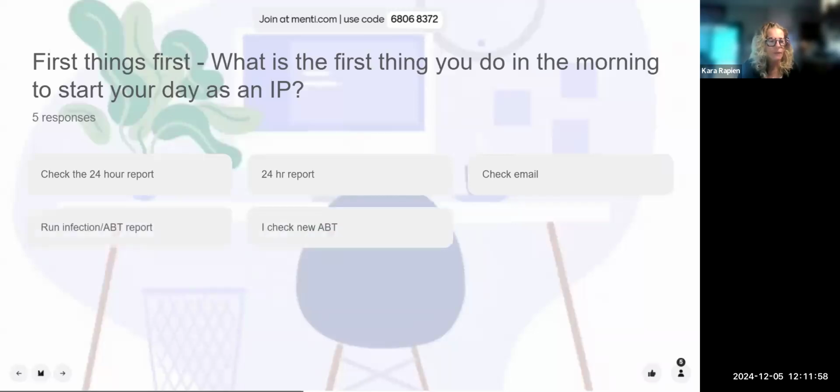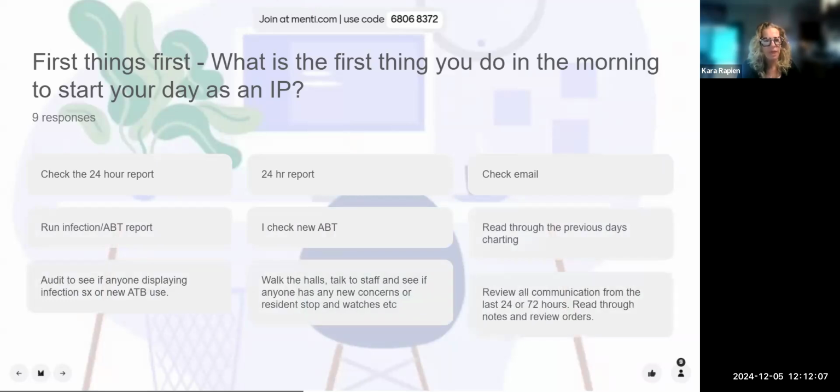We're seeing quite a bit: checking the 24-hour reports, checking emails, run infection antibiotic reports, checking for new antibiotics, read through the previous day's charting. Again, all the communications, 24, 72-hour reports. Walking the halls, talking to staff to see if anyone has any new concerns, or resident stop and watches. Audit to see anyone displaying infection signs or symptoms, or antibiotic use.